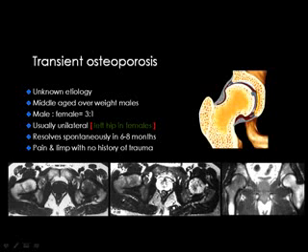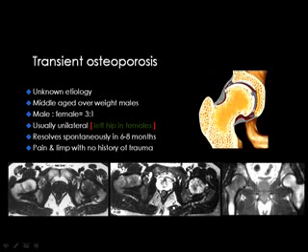Then we came to transient osteoporosis, which is a disease of unknown etiology. Males are more commonly affected than females, and it is usually a unilateral disease, not a bilateral disease like avascular necrosis, and it may resolve spontaneously in about 6 to 8 months without treatment. The patient usually complains of pain and limited movement of the affected hip. What you can see in MRI is just edema of the femoral head and the neck.